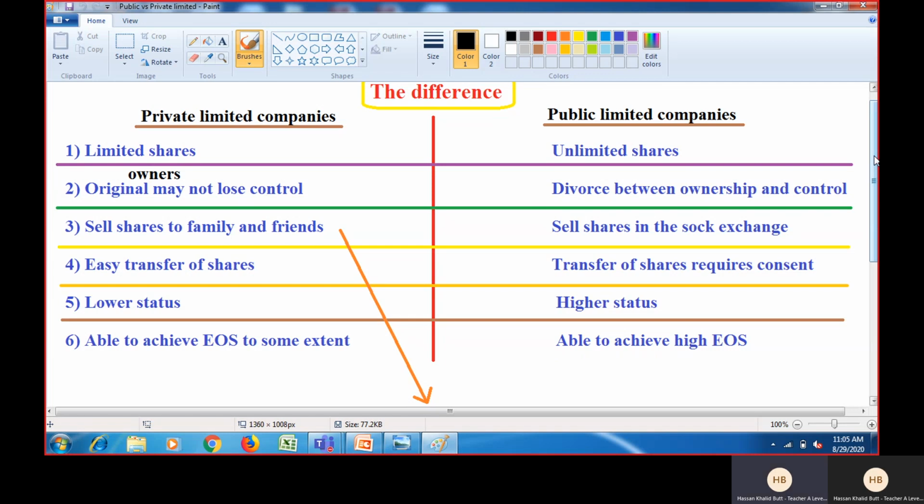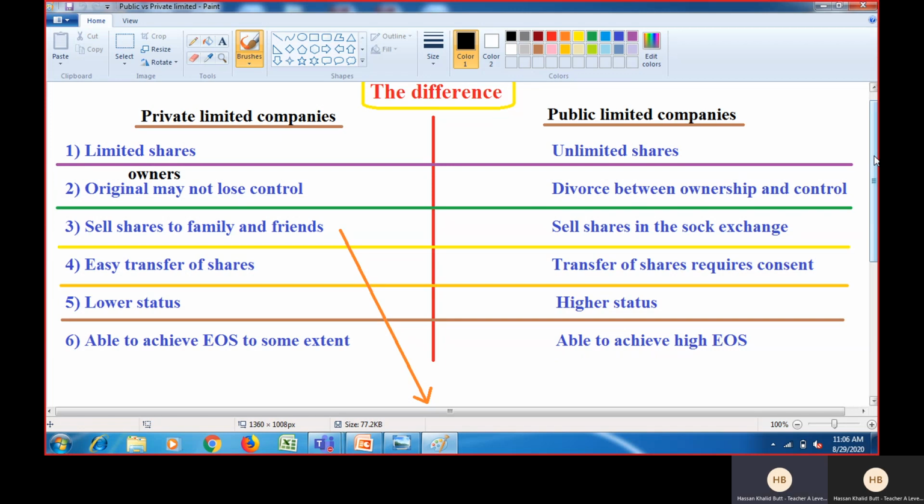So it means that voting power depends on the amount of investment the person has made in the company. So what happens is that in a private limited company, because the number of shares is limited, the original owners are able to buy the majority of the shares, like more than 50%. So when they do that, what happens in the annual general meeting? They vote in favor of themselves. If there is one original owner or more than one original owner, he or she votes in favor of himself or herself.